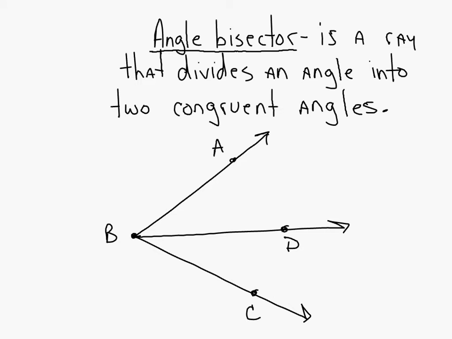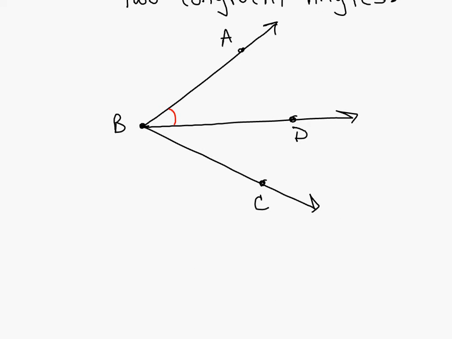Here's a symbol. This symbol right here, this little arc, and this little arc mean that those two angles are equal to each other. They're the same. You could say that angle ABD is congruent to angle DBC.